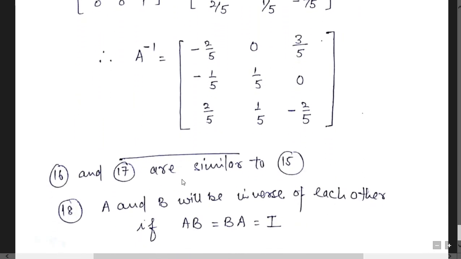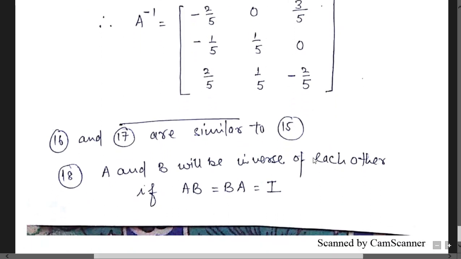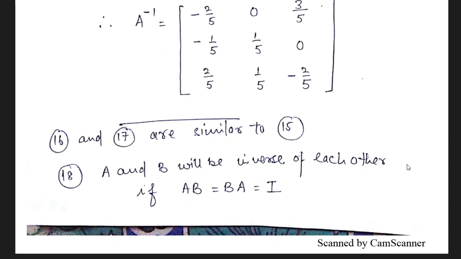Questions number 16 and 17 are similar to question number 15. And what about question number 18? A and B will be the inverse of each other. This is the basic statement when we start the chapter in the NCERT book. AB is equal to BA is equal to identity. It means A is the inverse of B and B is the inverse of A.